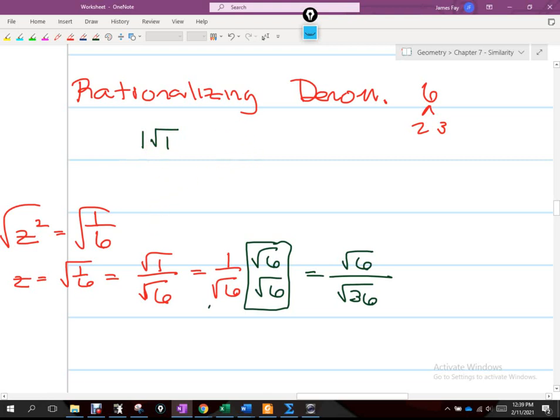And then radical 6 can be written this way. And if I go number on the outside times number on the outside, 1 times 1 gives me that 1 right there. And then 1 times 6 gives me that 6 right there. Okay? So radical 6 on top.